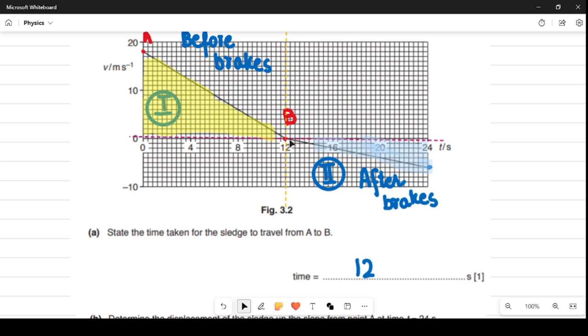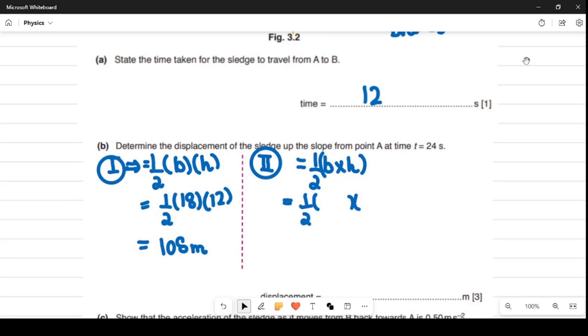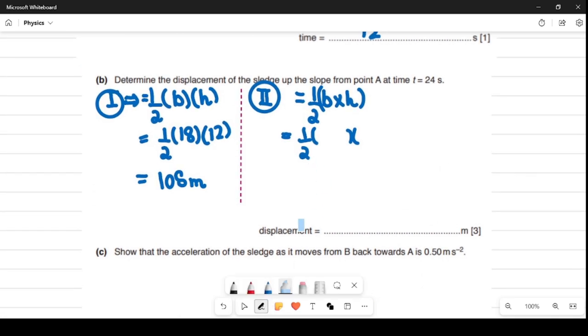So your base is basically 24 minus 12, because you have to take this part into account as well. I couldn't color it because I don't want to confuse you people. But yes, so from 12 till 24 you have to take the base, and your height is going to be from 0 to, okay, so this is 6, right? So you have a base of 24 minus 12, and then you have a height of 6, and your answer will be 36 meters.